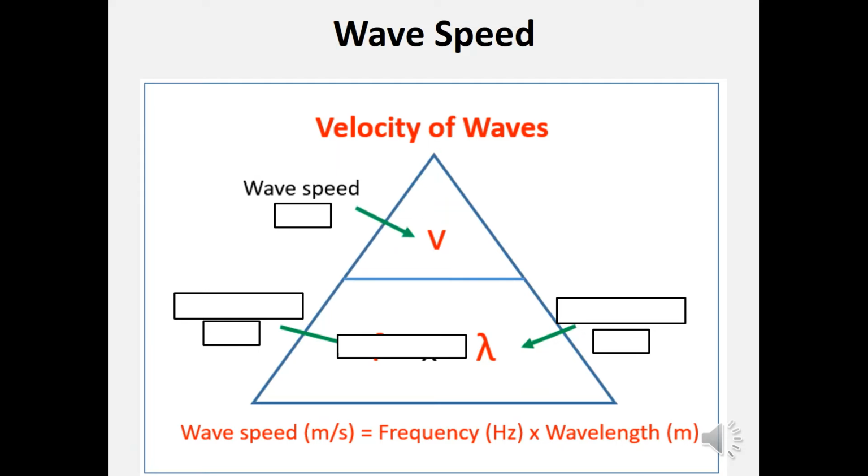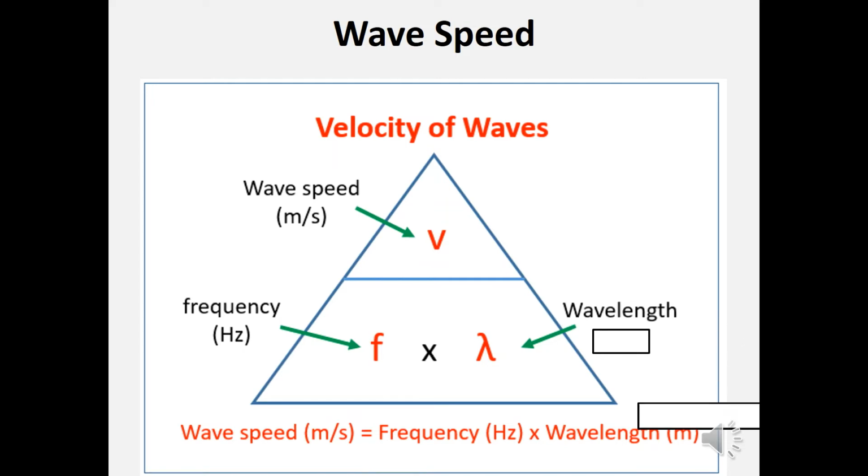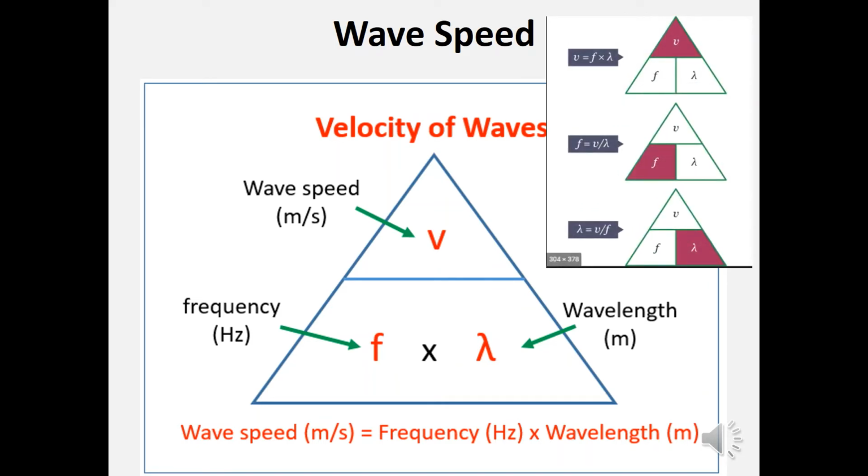So I know that V here is representing wave speed, and its unit is meters per second. F here represents frequency, and the unit is hertz, followed by the wavelength, which is shown here by the lambda, and the unit is in meters. And of course, we can always find the alternative forms by simply covering up what we want to find.